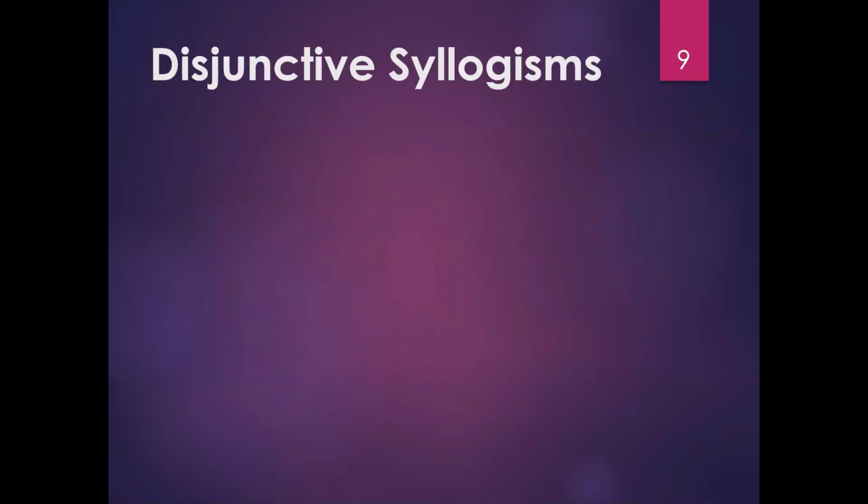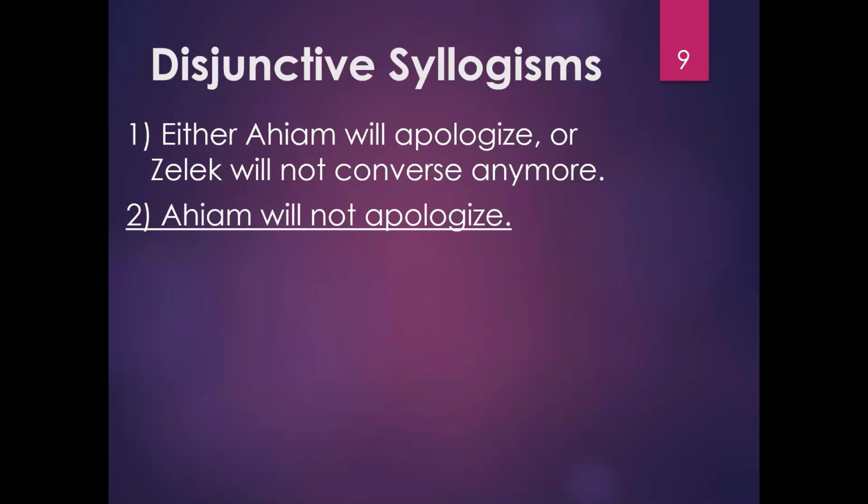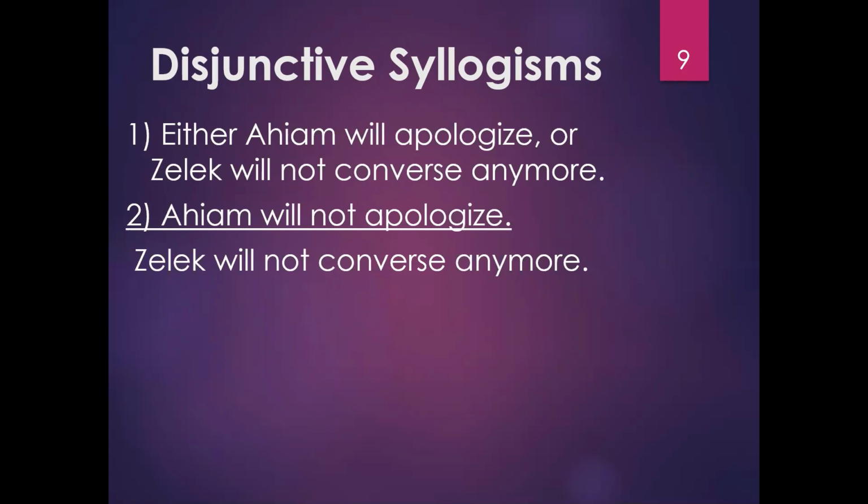Let's consider disjunctive syllogisms. So let's just look at the case first, and then we'll consider the form. Either Ahiam will apologize or Zelek will not converse anymore. Ahiam will not apologize, therefore Zelek will not converse anymore. So here the form is fairly simple. We have the disjunction, either P or Q, and then we rule out one of those disjuncts, in this case, not P, and from that we conclude the other disjunct is true, therefore Q.